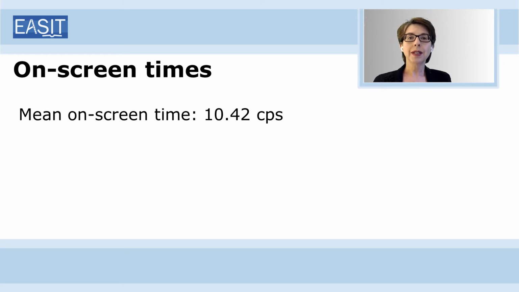All subtitles meet the SDH recommendation of a maximum of 15 CPS or characters per second or 180 words per minute, in short WPM. The mean on-screen times of all subtitles is 10.42 characters per second or 125 words per minute. Actually, the maximum subtitle characters per second in this video is 14.02.